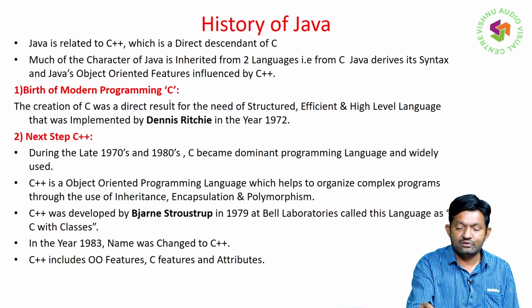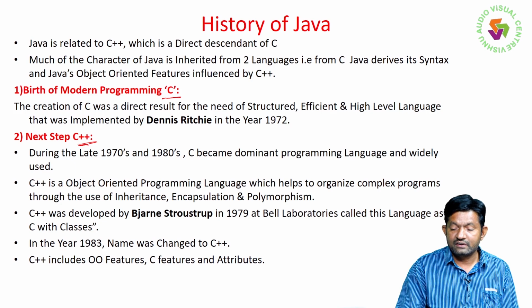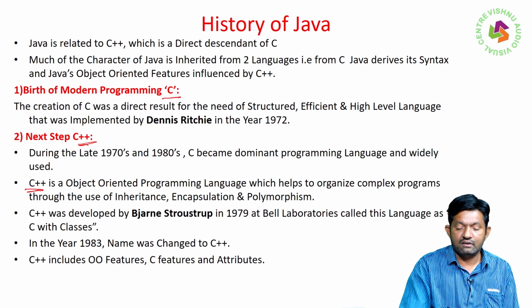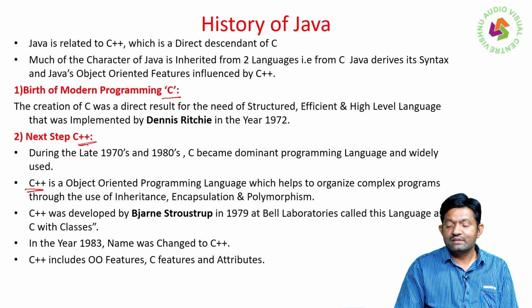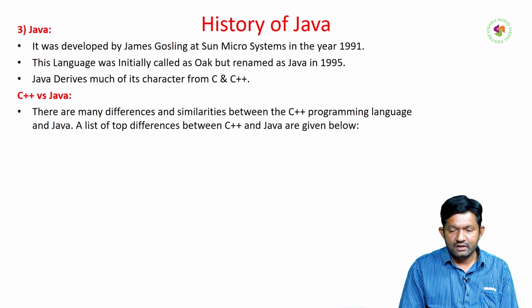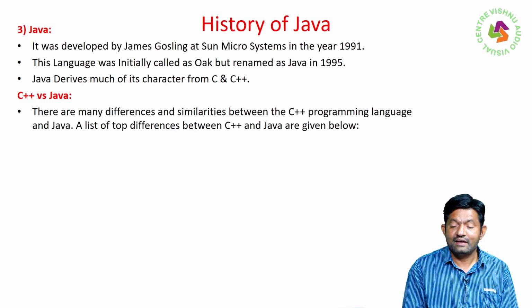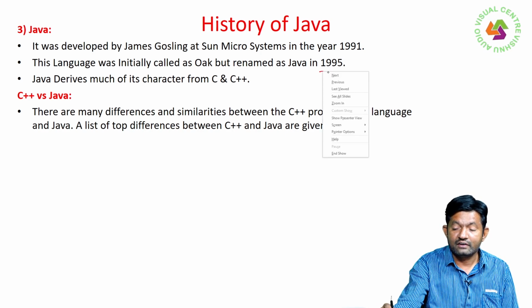Later on C++ was developed. During the late 1970s and 1980s, C became the dominant and widely used programming language. C++ is an object-oriented programming language which helps to organize complex programs through the use of inheritance, encapsulation, and polymorphism. These are the object-oriented programming concepts. Coming to the history of Java, it was developed by James Gosling at Sun Microsystems in the year 1991. This language was initially called Oak but renamed as Java in 1995.